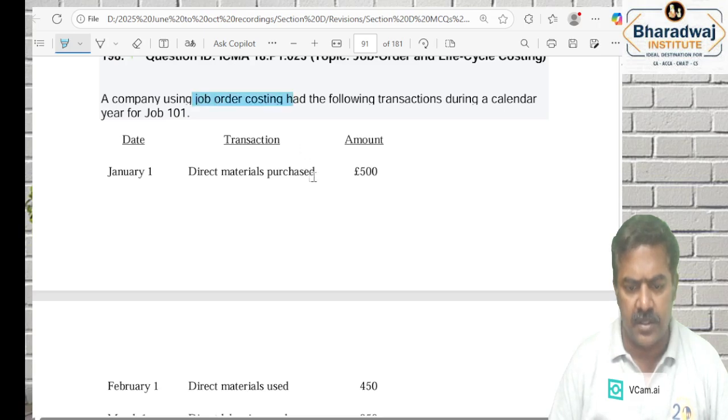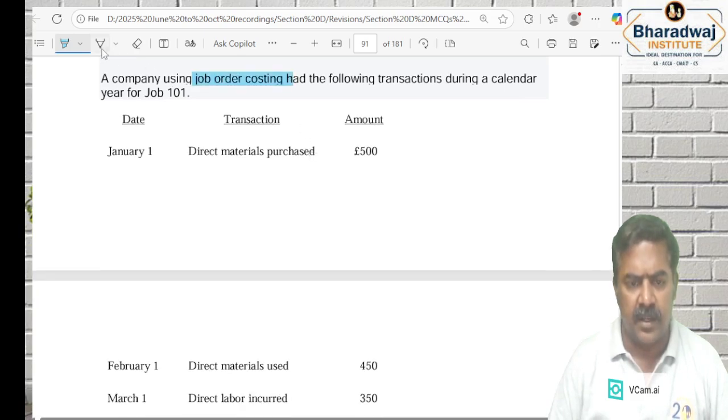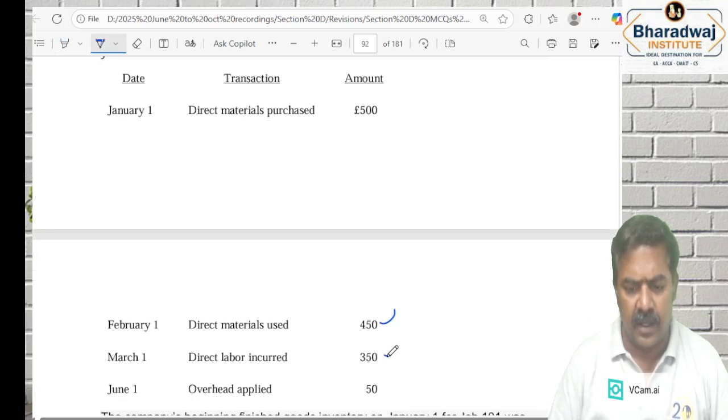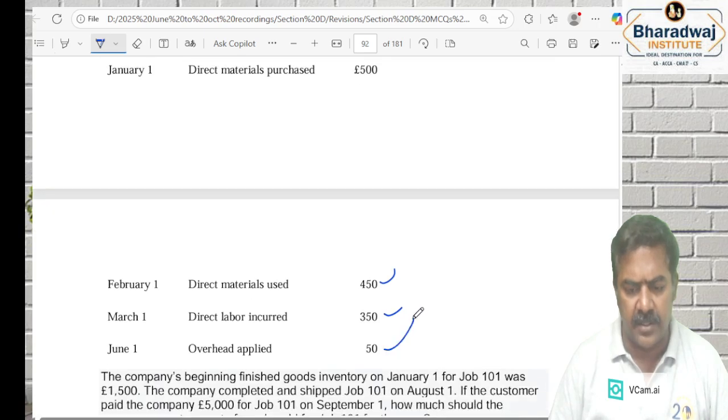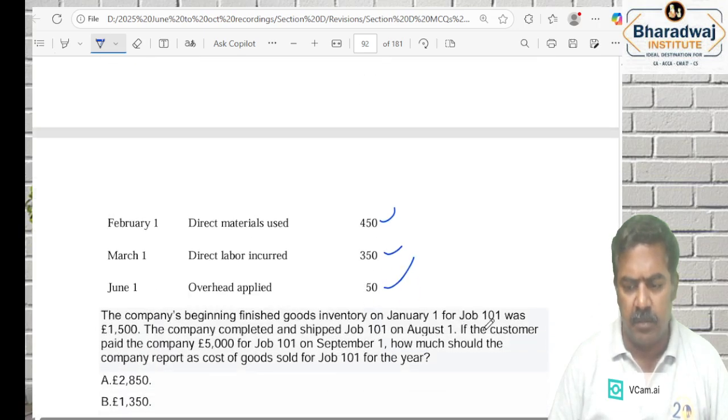Job order costing system is given. Direct material purchased, direct labor used is given. Direct labor incurred, overheads applied is given to us. Beginning was 1500, completed job number 101 on August 1. The customer has paid 5,000 for the job 101. How much the company should report as cost of goods sold in job 101?